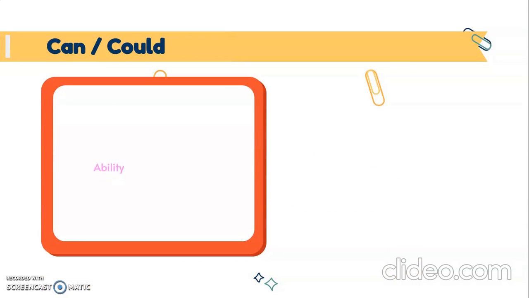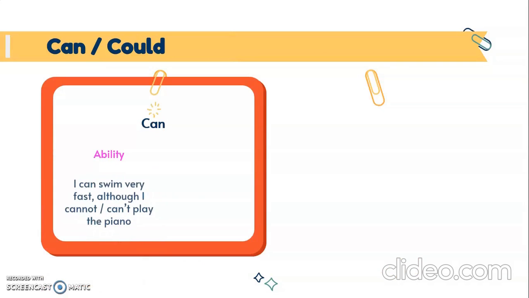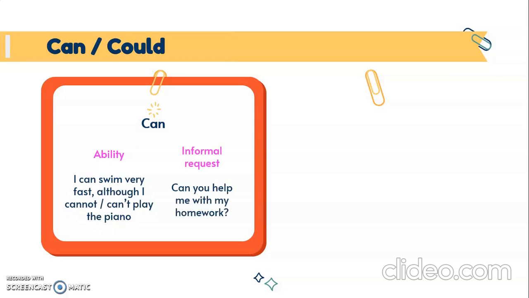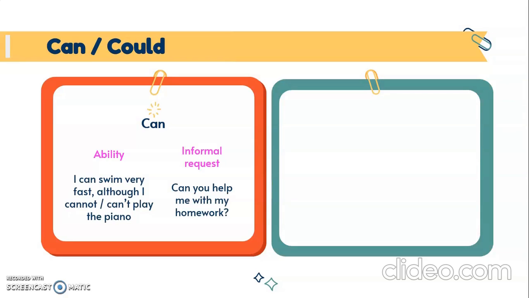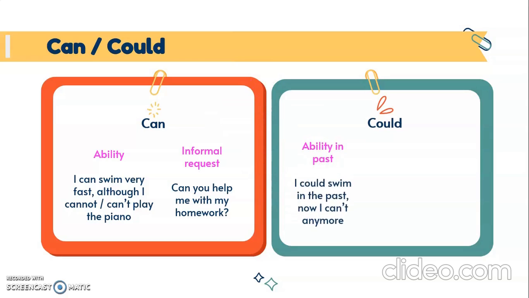Here we have can and could, as I told you before. Can is used to talk about abilities. I can swim very fast, and I can play the piano. Or we can also use can to make informal requests. Can you help me with my homework? We use could as a past of the modal verb can. So, for example, I could swim in the past, now I can't anymore.